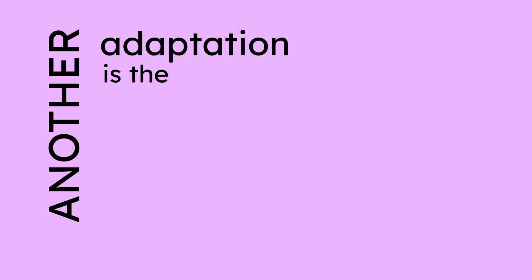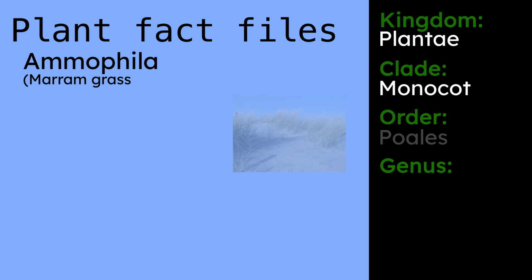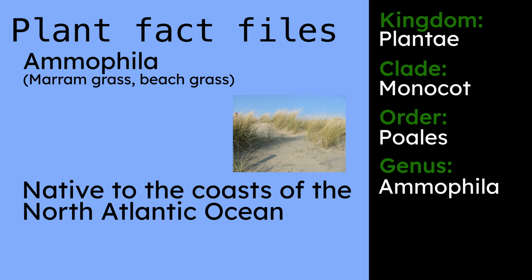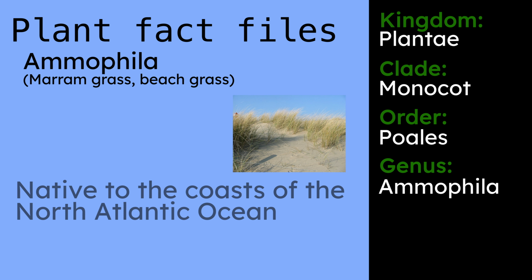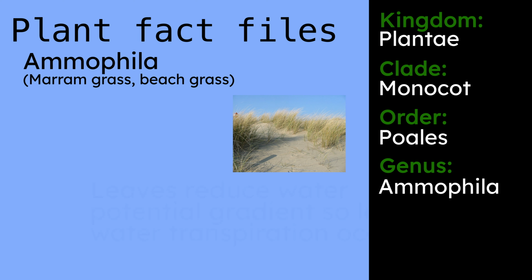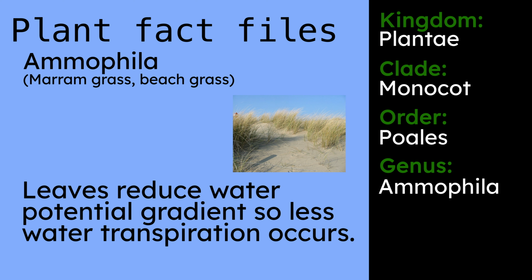Another adaptation is the rolling of leaves. An example of this is marram grass. Its genus is Ammophila, and its clade is monocot. They are native to the coasts of the North Atlantic Ocean. The rolled leaves form an irregular shape, and this allows pockets of humid air to be trapped near the stomata. This also reduces the water potential gradient, so less water vapour transpires out of the plant.